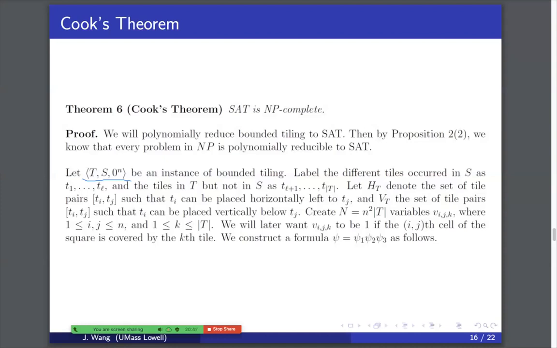Then we're going to construct a Boolean formula in conjunctive normal form to represent legal tiling of this instance, such that this bounded tiling instance is positive if and only if the Boolean formula we construct is positive. So that's how the reduction goes. First, we need to come up with a set of variables. So we need Boolean variables. Now how many Boolean variables do we need?